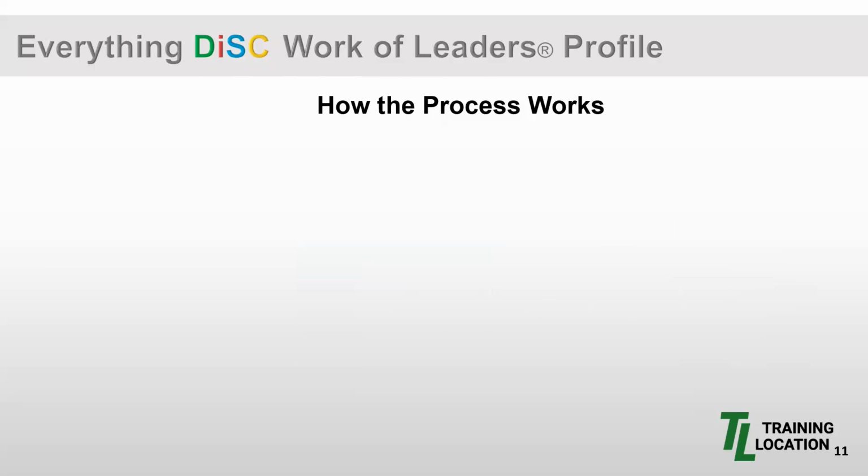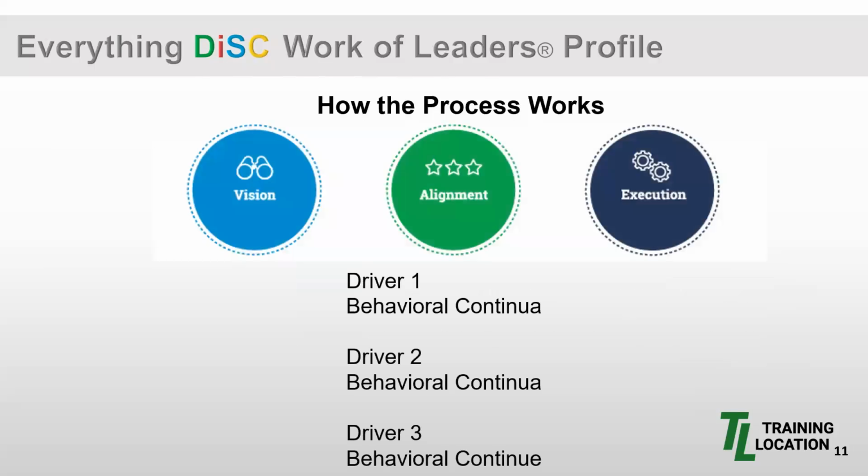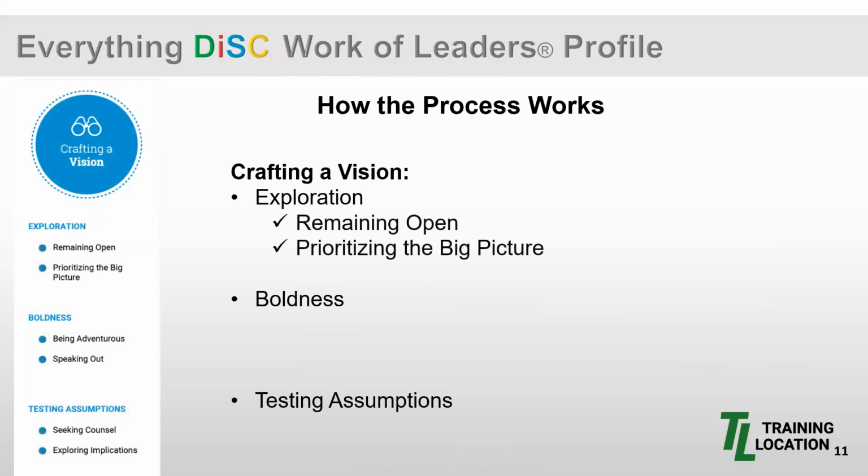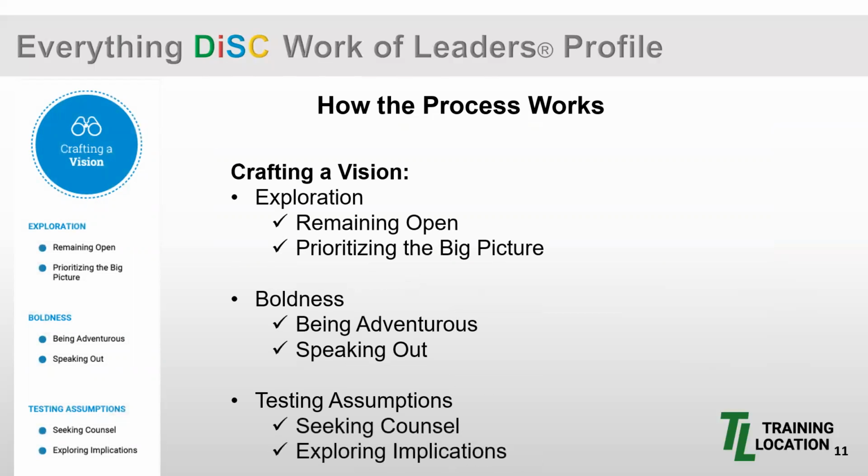Then we're introduced to the work of leaders process. And we said there are three steps: vision, alignment, and execution, with each of which have three drivers, and each of those drivers have two behavioral continua. So here's a graphic of just the crafting a vision process step. As you see, three drivers for vision are exploration, boldness, and testing assumptions. And again, with two behavioral continua under each driver. That's kind of challenging to say that. So we see those. All right, let's move on.